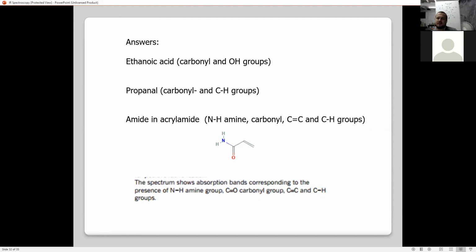Ethanoic acid, propanol, we have the carbonyl, and then the little CH group. In a ketone, we wouldn't have that. We just have the carbon to oxygen double bond. So the amide, we had the carbon to hydrogen group, the carbon to carbon group, but again, that's not really on the left-hand side. And we had the nitrogen to hydrogen amine group, but it's an amide because we've got the carbonyl group.